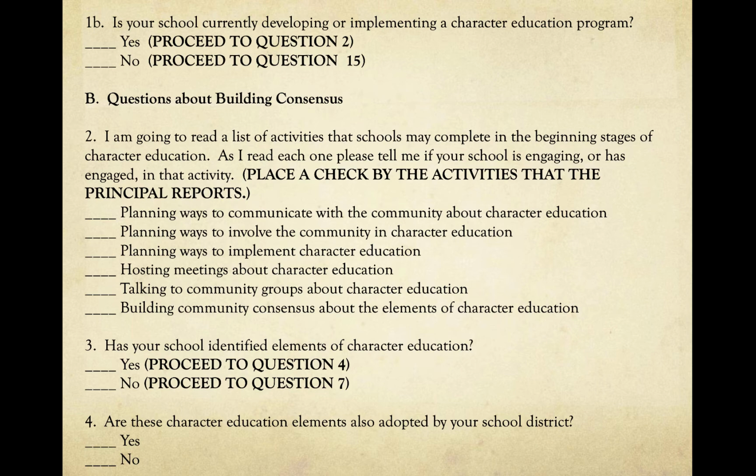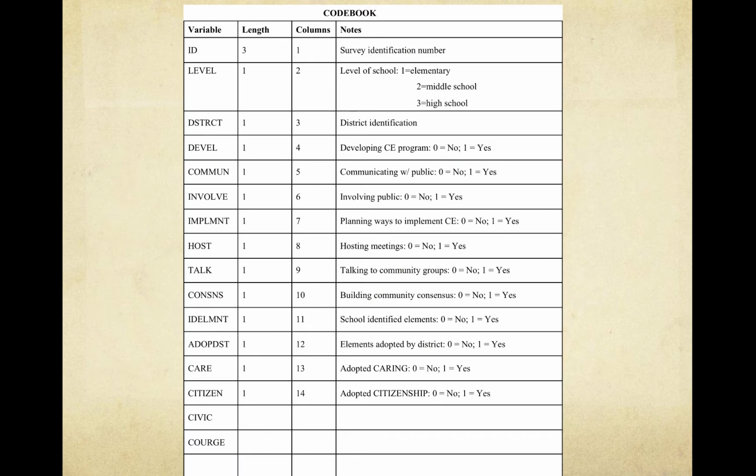All right, so as I just mentioned, we're going to work with question 1B, 2, 3, and 4 from the survey. And so here I have started the code book for you for these items. So here we've got ID variable is only 3 characters long. It's in column 1. And what is it? It is the survey identification number.